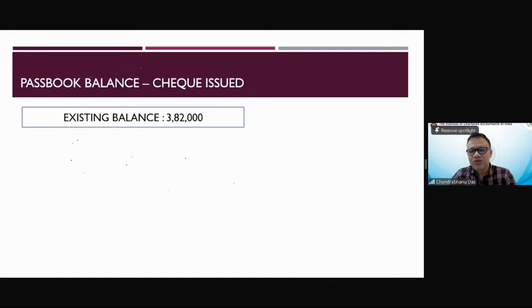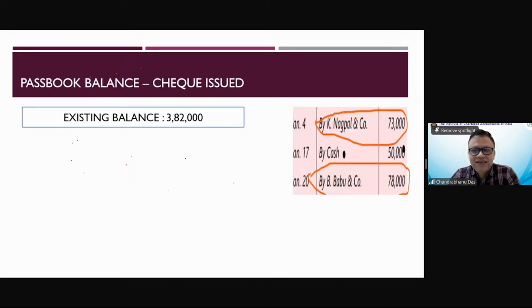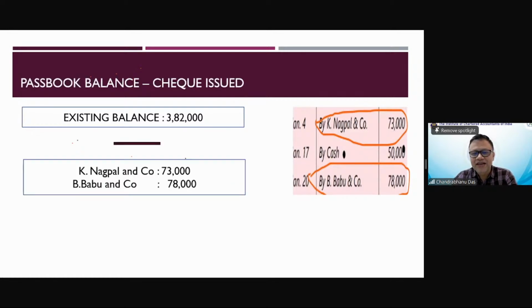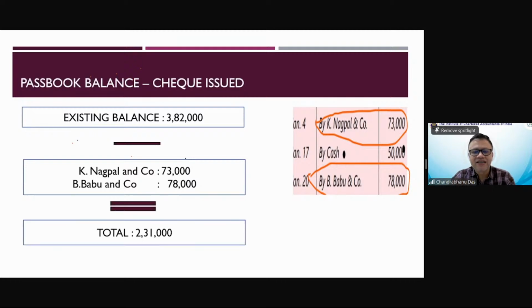Now, with this 3,82,000, what can happen is you have certain checks which have been issued, which the bank has not recorded. K. Nagpal and Co. and B. Babu and Co. are the two checks which have been issued but not presented. So that will actually decrease your passbook balance, because in the passbook they have not taken those. That's why the passbook balance was not showing those amounts; they were not deducting those amounts. So it should be there because it is there in the cash book. So you now have the balance as 2,31,000.